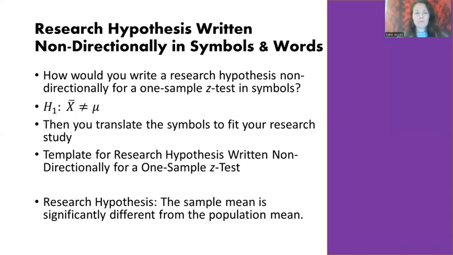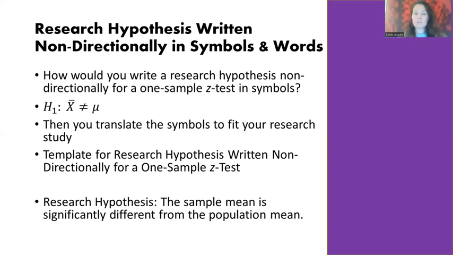All right, so how would you write a research hypothesis non-directionally for a one sample z-test in symbols? So we have H sub 1 to indicate that we have a research hypothesis. We put a colon then to say, hey, the research hypothesis is coming. Then we have our symbol for sample mean, which we remember is X bar. Then we put the does not equal symbol to say that it does not equal, and we put mu, which is our symbol for population mean.